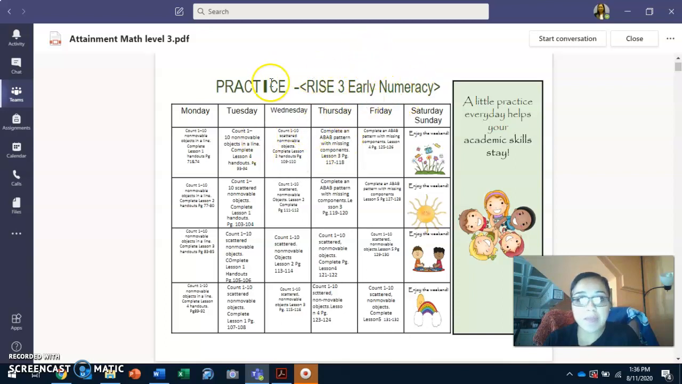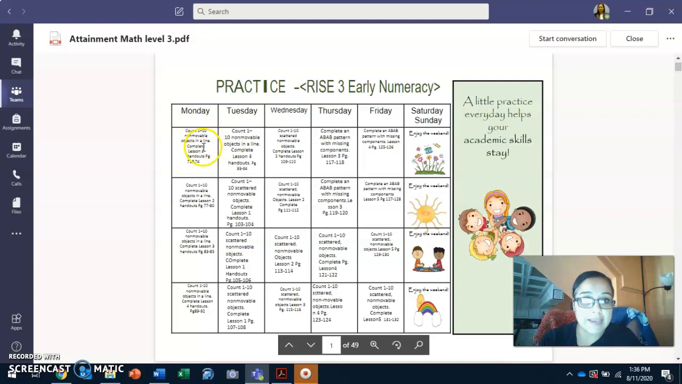So if you can get your math packet ready, let's go ahead and look at the calendar. Today we are going to work on math. I know it's Tuesday, but when you're looking at your calendar, please look at Monday's assignment. I want everybody to go ahead and look at Monday's assignment right here, even though it's Tuesday. But let's look at this one right here.